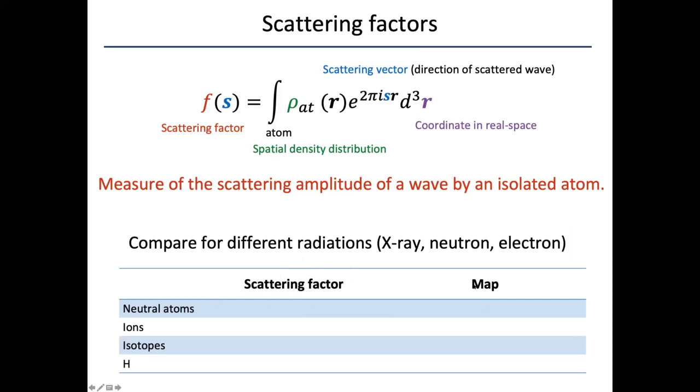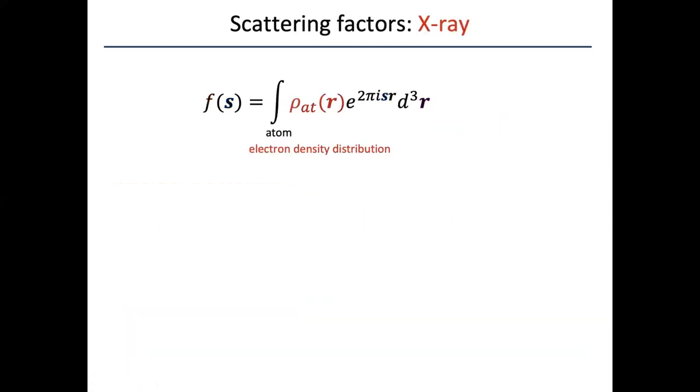So we will look at the scattering factor and think about what influence this will have on the map. And I want in particular to focus on neutral atoms, on ions, that means there's a charge, or an excess, or some electrons are missing. On isotopes, that means these atoms, the nuclei, have the same number of protons but a different number of neutrons. And I also want to look at hydrogen atoms. So let's start with the first radiation, that's X-rays.